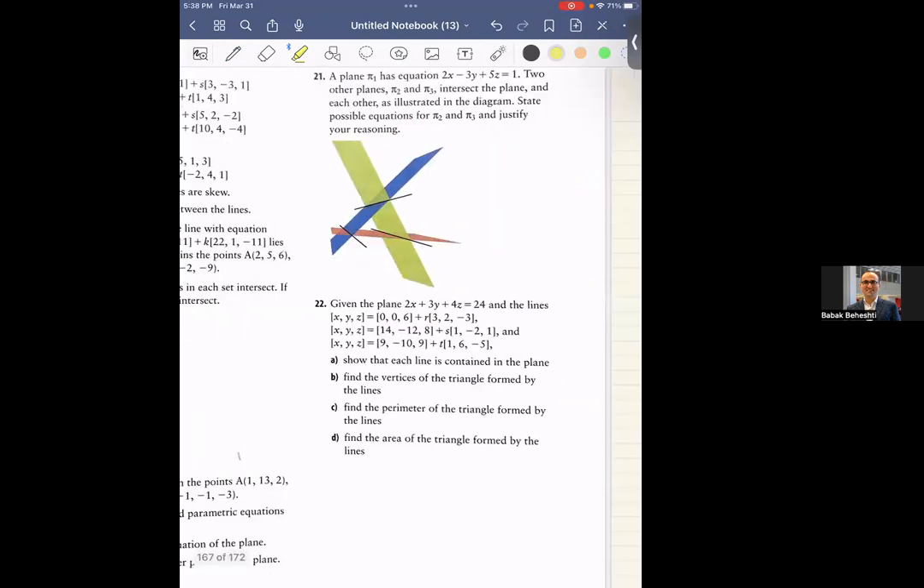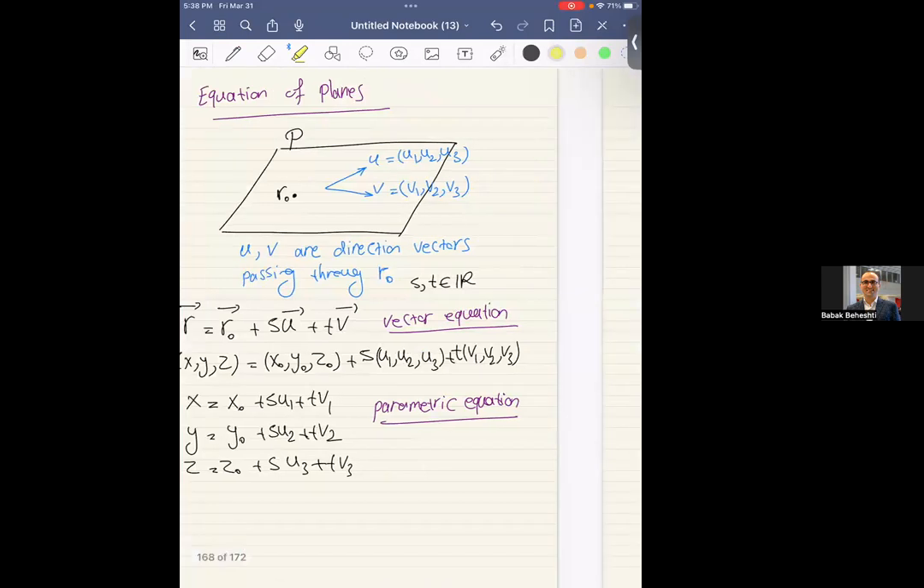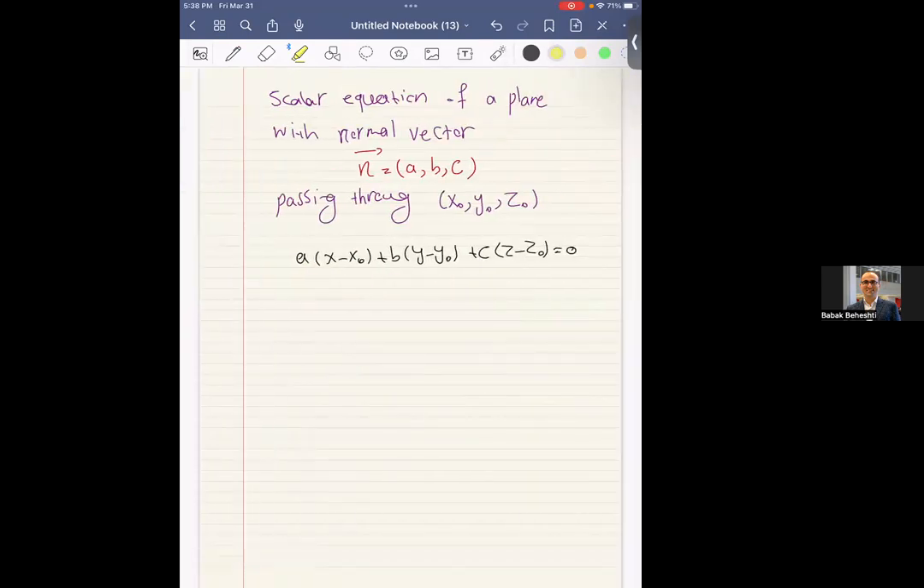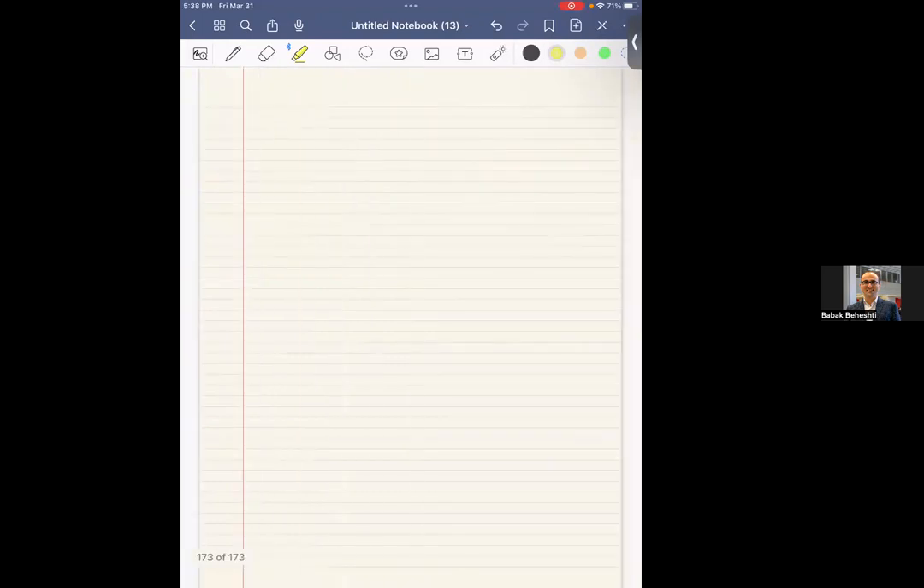So let me write it down. Question 18a. The equation of one of them is 2x plus 5y minus 7z equal to 31. The other one is x minus 2y minus 5z is equal to minus 9.